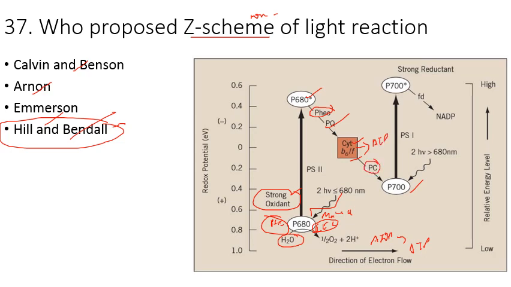Then we have this copper containing mobile electron carrier, that is plastocyanin. It will send the electrons to photosystem 1. After this, the electrons come to photosystem 1.